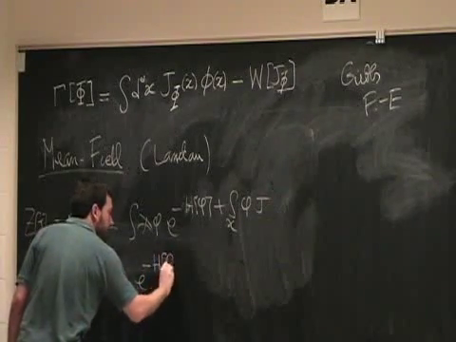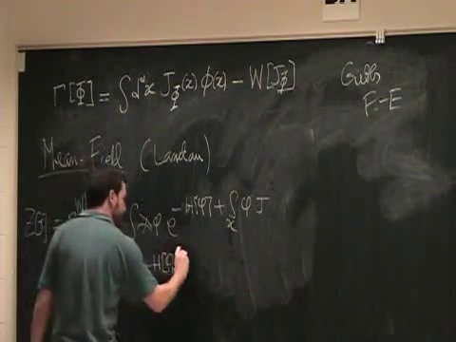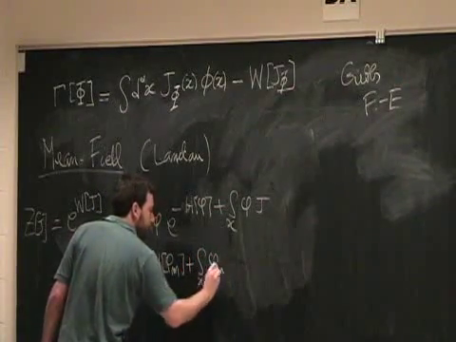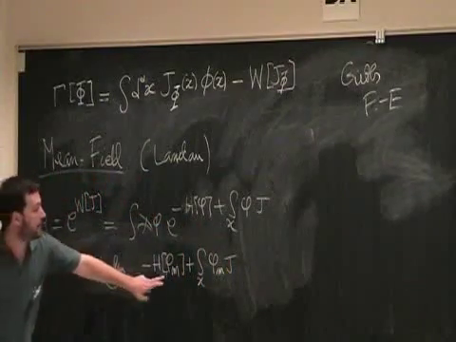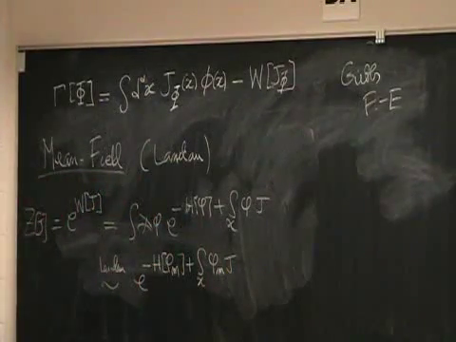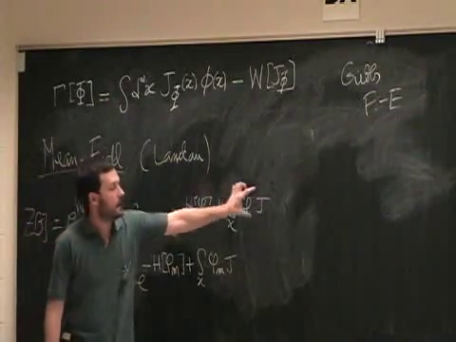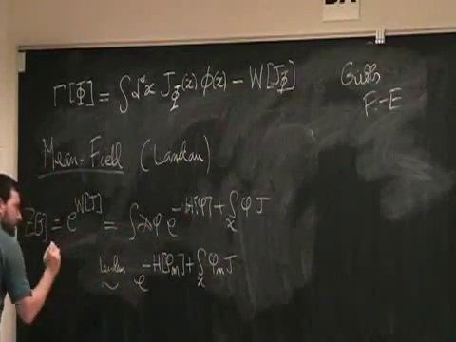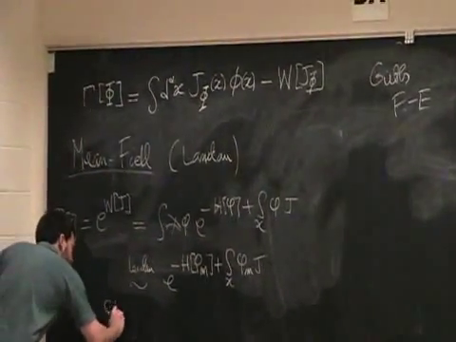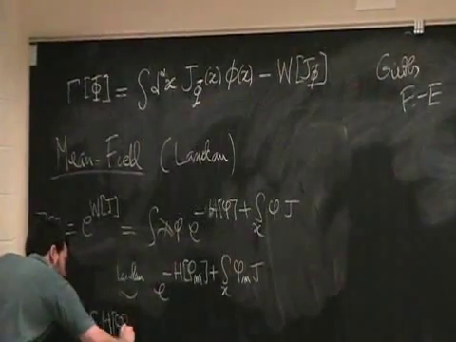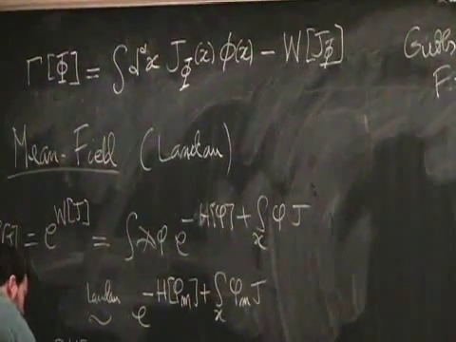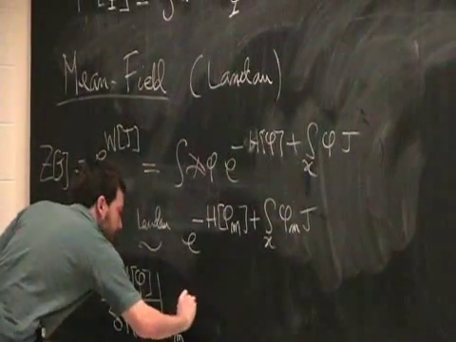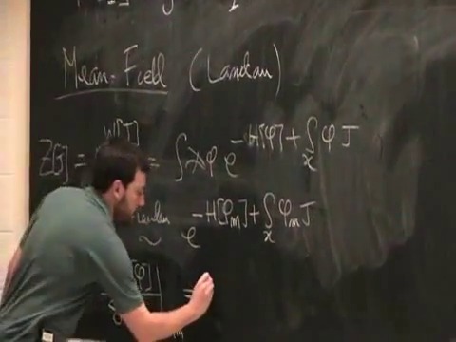the exponential of minus H of phi m plus phi m J. phi m of course depends on J, and this is the configuration that minimizes minus the exponent. So it verifies that the functional derivative of H with respect to phi x, evaluated at phi m, is nothing but J x.